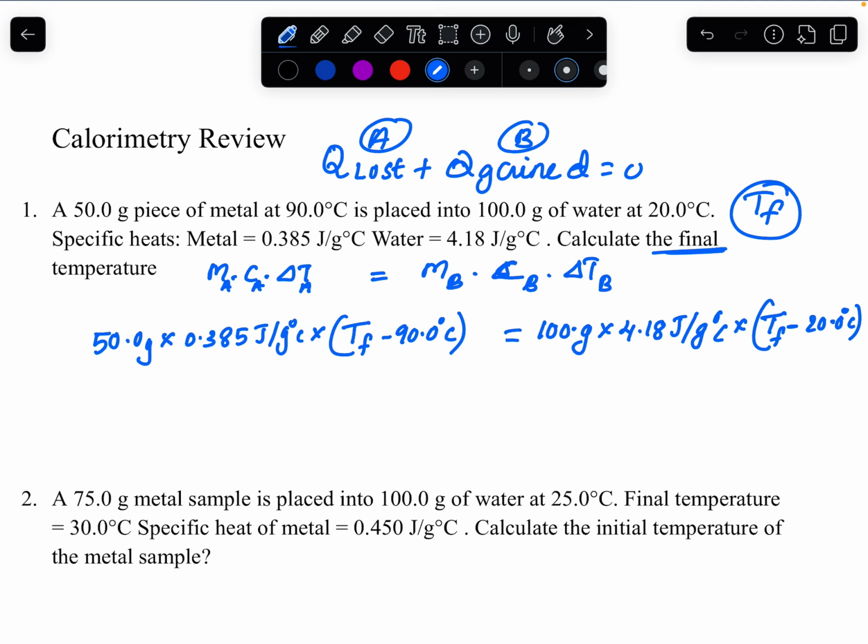If you multiply this times this, you will get 19.25. Since it is losing, I'm going to put the negative symbol here, negative symbol here, negative symbol here, or you can just write Q lost is equal to Q gained. Then we can solve that problem. Let's do that, that will be easy. Just take the negative off.